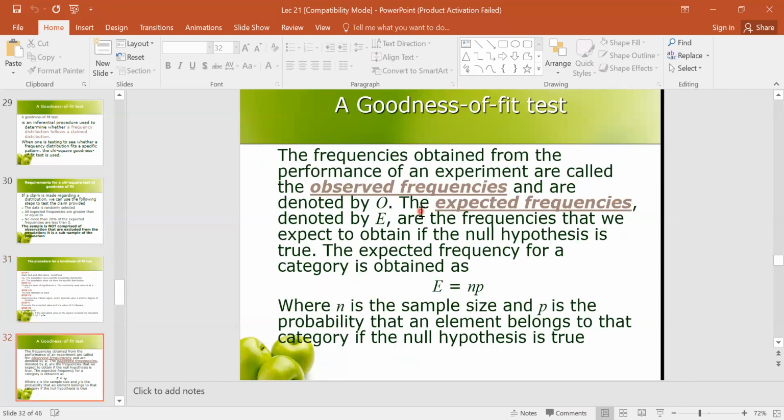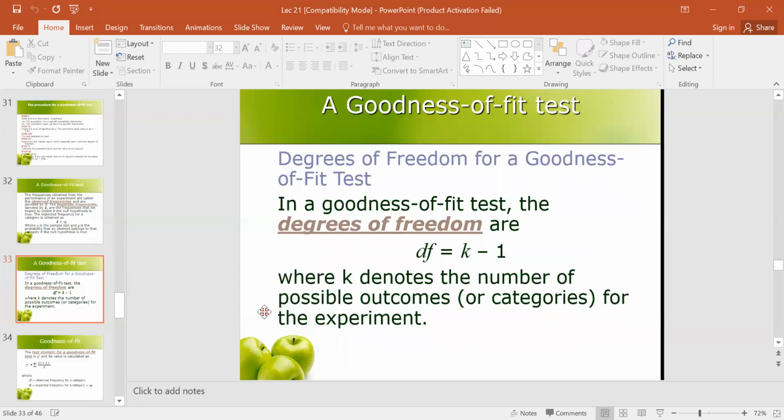A goodness of fit test requires the observed frequencies and the expected frequencies. Here, the criterion to find the expected frequency is based on the probabilities, as we have to test whether the distributions come from this probability or not. So the expected count is n, the size of the sample, times the probability. If we multiply the size of the sample with the probability, we get the expected count, and the observed is given. The degrees of freedom are k minus 1, where k represents the number of possible outcomes or the categories which we define for the experiment.